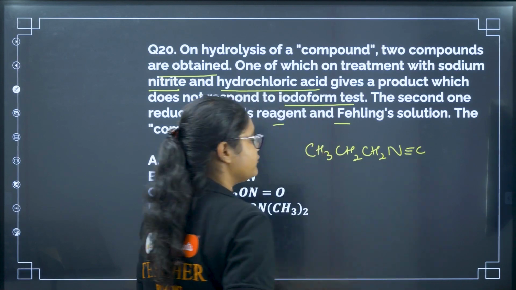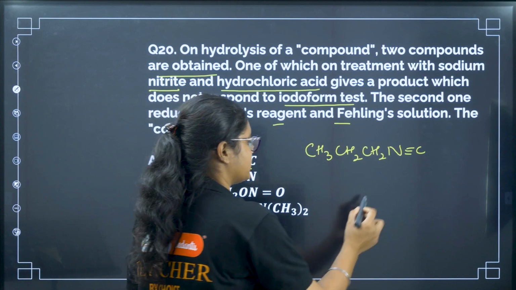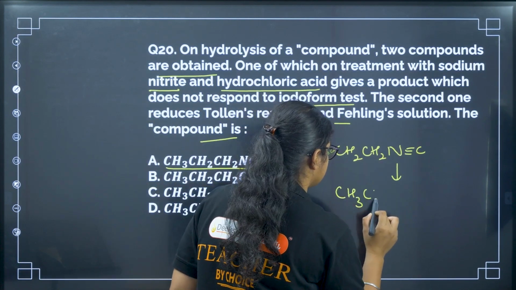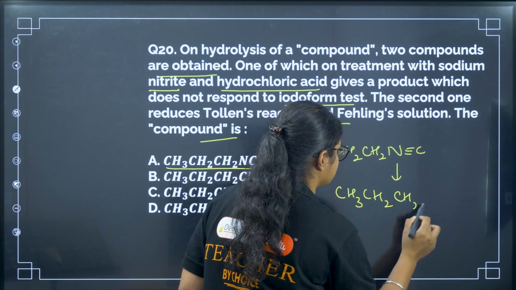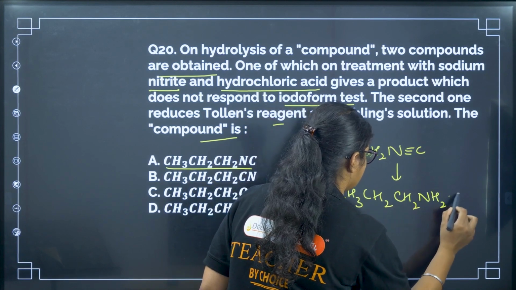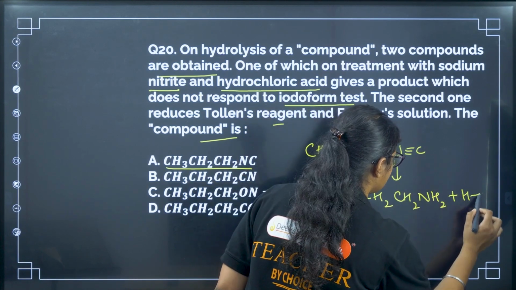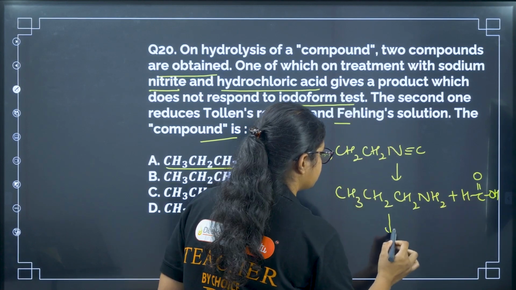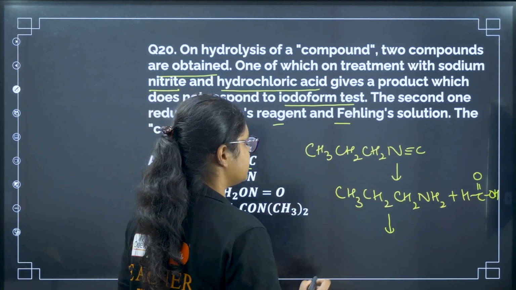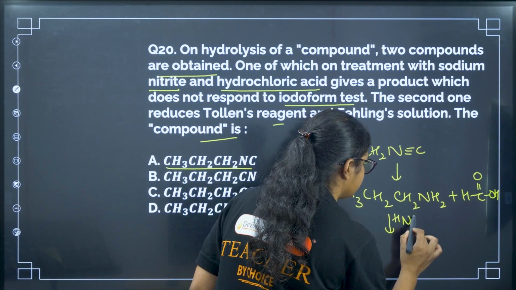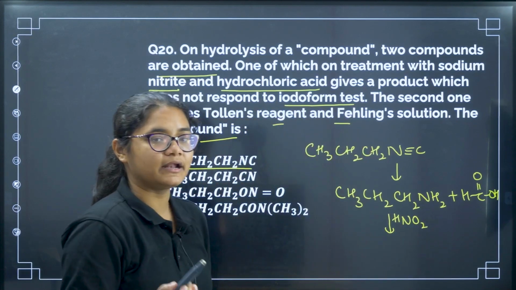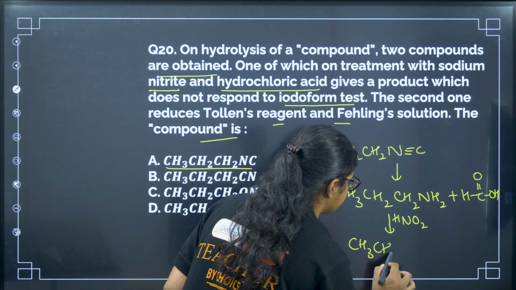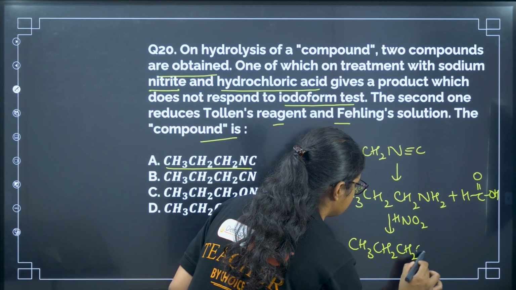Okay, so now if you do hydrolysis, what will be the product here? The product here will be CH3CH2CH2NH2, plus this one will get converted to the acid HCOOH, right? Now the next question is when this one is treated with nitrous acid. We know aliphatic amines on treatment with nitrous acid will give you OH, so CH3CH2CH2OH.